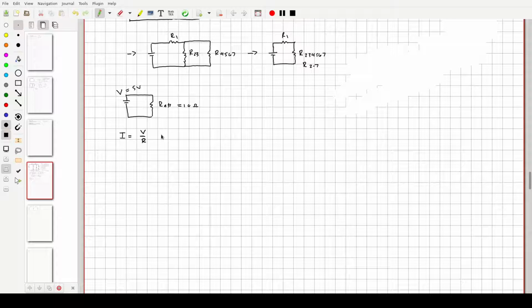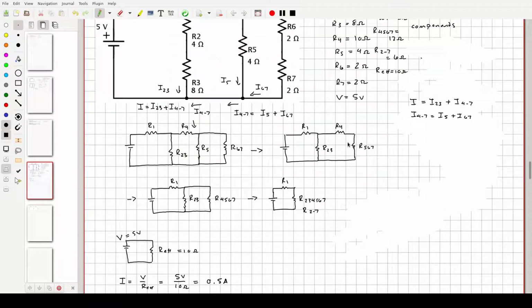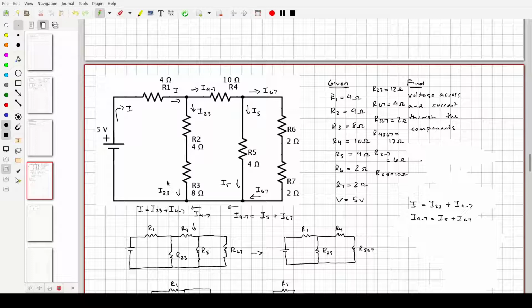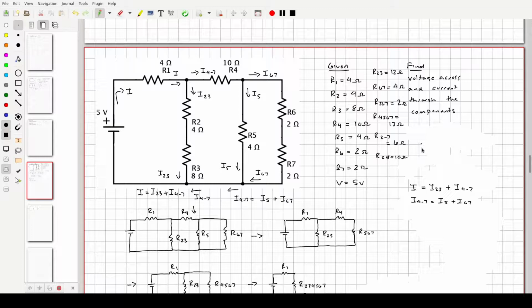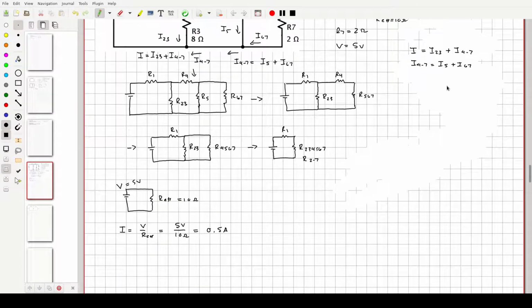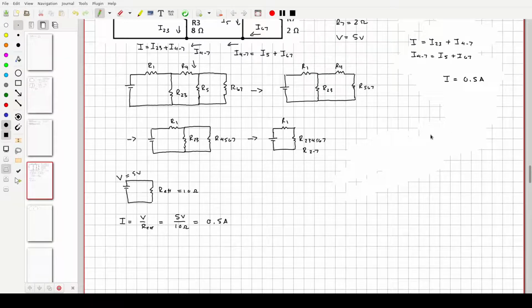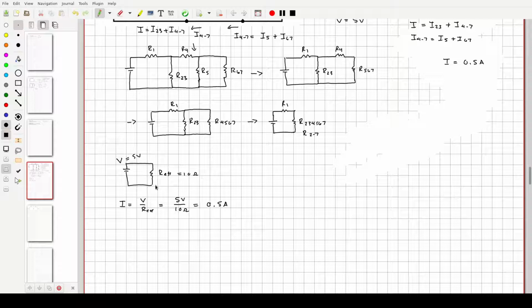Because V is equal to I times R effective, here it's going to be 5 volts divided by 10 ohms, or 0.5 amps. So the total current that is leaving this battery and passing ultimately in some form through all these resistors is about half an ampere. So I'm going to note here that my total current is 0.5 amps.